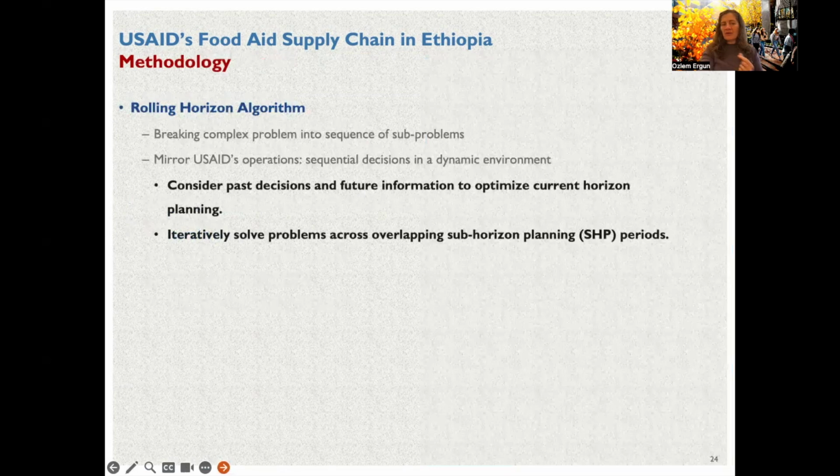And we used the rolling horizon algorithm because it helped us to mimic the USAID operations more properly as information, such as demand information, got revealed over time. And USAID makes sequential decisions at this point. So what we did is we iteratively solved smaller chunks of the problem as we gathered more data that we mimic coming in over time.